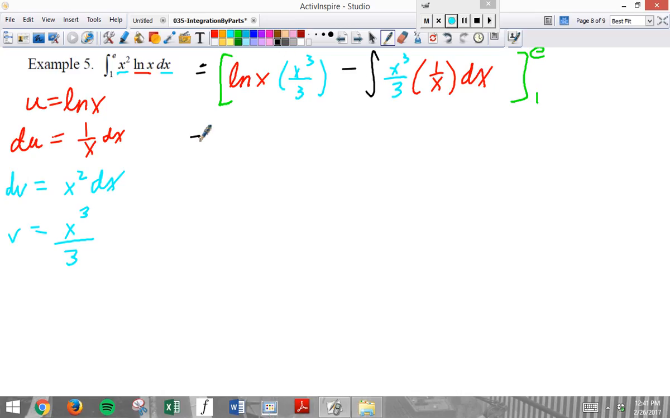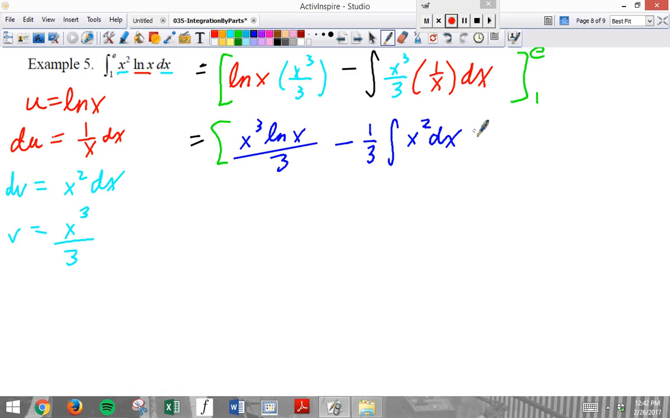I'm going to clean it up. Now, what doesn't clean up is this thing. You're going to keep that bracket there the whole time, guys. X cubed. It's a little more natural to write it this way. Minus, I'm going to bring out the third. X cubed over x is x squared dx. And again, this whole thing is still going to get evaluated from 1 to e. And now a sense of calm should come over you. I can do this integral, normal integral, nice integral, friendly integral.